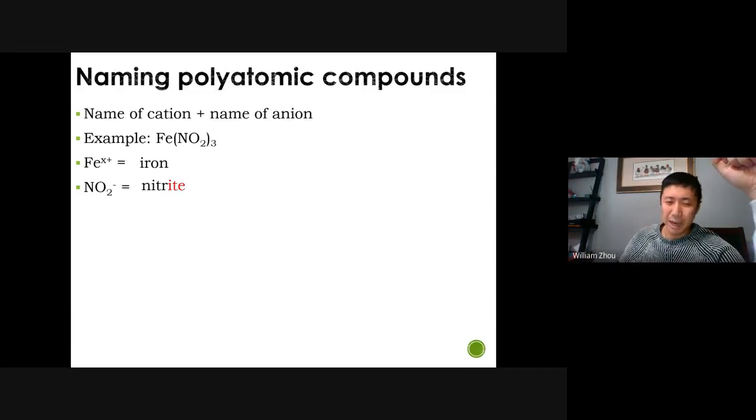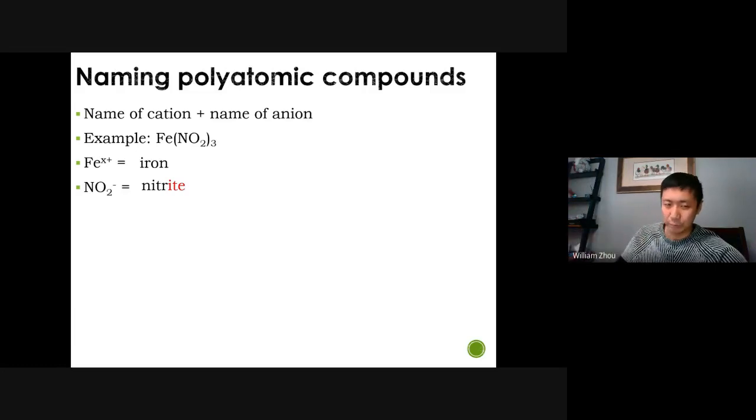For science and math, you can't write names wrong. Nitrite is not the same as nitrate. If you spell that wrong, you get it wrong entirely. I'm not taking marks off of spelling. I'm taking marks off of your inability to name, and that is the knowledge I'm testing. So please, you have to spell this correctly. You must notice the spelling difference as well. So NO2 is nitrite, NO3 is nitrate.